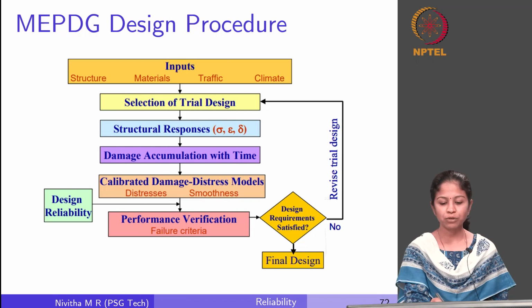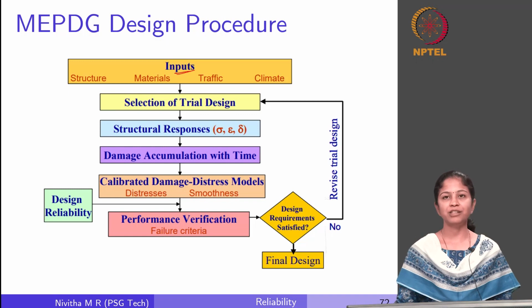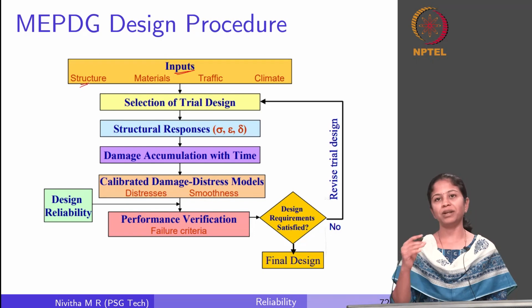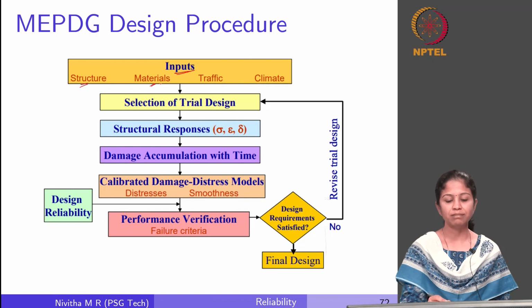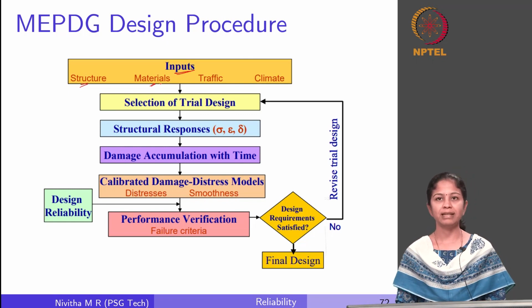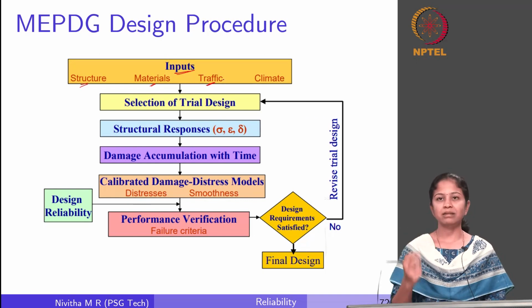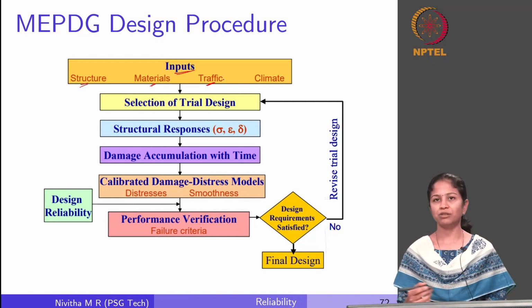So, we have certain inputs which are used. This input is categorized into 4 different heads. One is the structure related inputs, like what are the layers we are using, what are the properties of individual layers. The next one is material related aspects, the properties of materials that we are using. What are the traffic aspects in terms of axle load, in terms of traffic volume, the lateral distribution factor, wander, tire pressure. So, many parameters. We have again seen all those things in detail in the AASHTO 1993 design procedure.